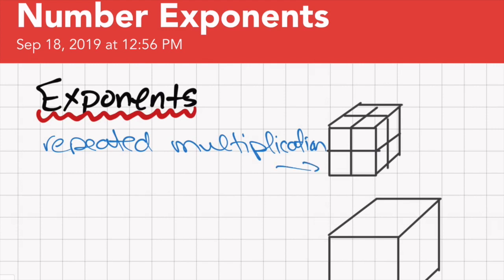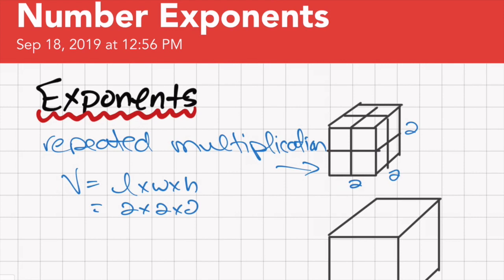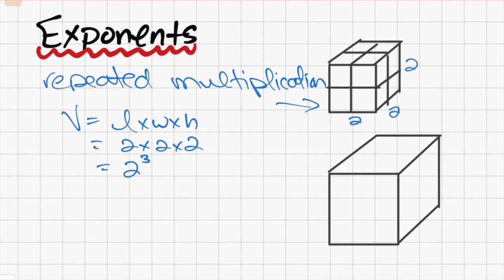So we can apply this and try to determine the volume of this cube. It has side lengths of 2 on each side. And the formula for volume would be length times width times height. We can also write that as 2 times 2 times 2, or we can write it as 2 to the power of 3.